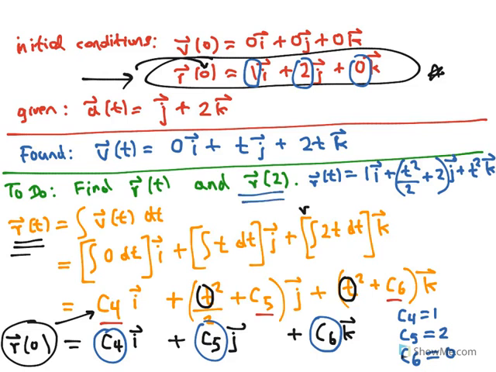What was the position of the object at time t equal to 2? Now that I have the position function, I just need to evaluate that at t equal to 2, substituting 2 wherever you see t. So I have 1i, 2 squared is 4, 4 divided by 2 is 2, 2 plus 2 is 4, so I have 4j, and then 2 squared is 4, so 4k. So that is the position of the object at time t equal to 2: 1, 4, 4.